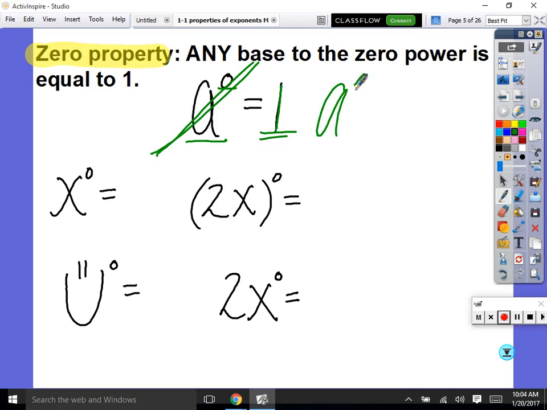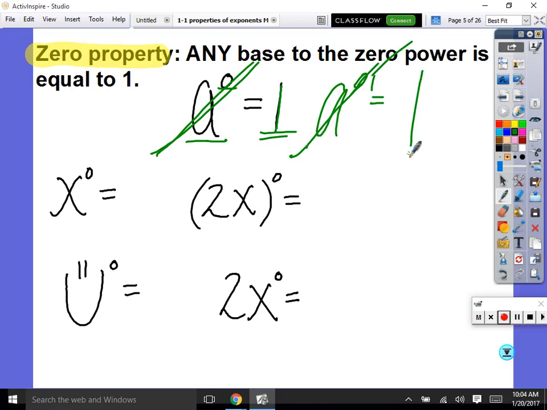So let me show you what it is not. This is what I see students do. They'll say, oh, any base to the 0 power is 1, so let me show you what people do. They say, oh, that becomes a 1, so it's a to the 1. That is wrong. The whole base went away and it all became a 1. Do we understand the difference?